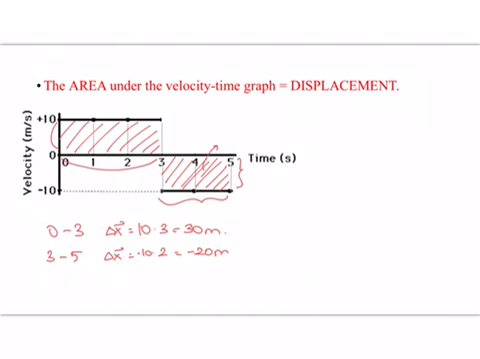Be careful that the area gives us displacement. Displacement is a vector quantity, so it can be negative. So the total displacement will be equal to 30 plus minus 20, which is equal to 10 meters.